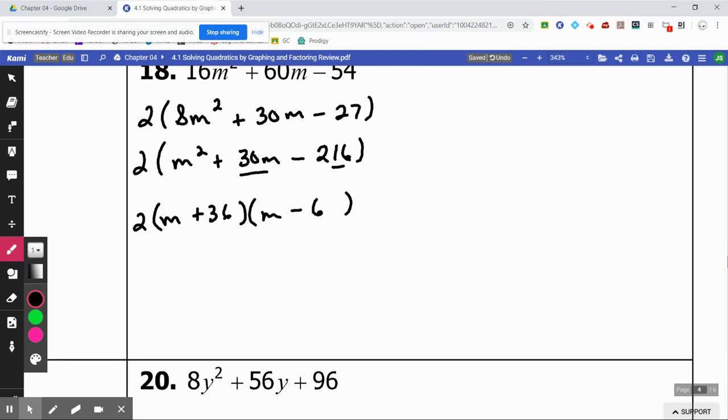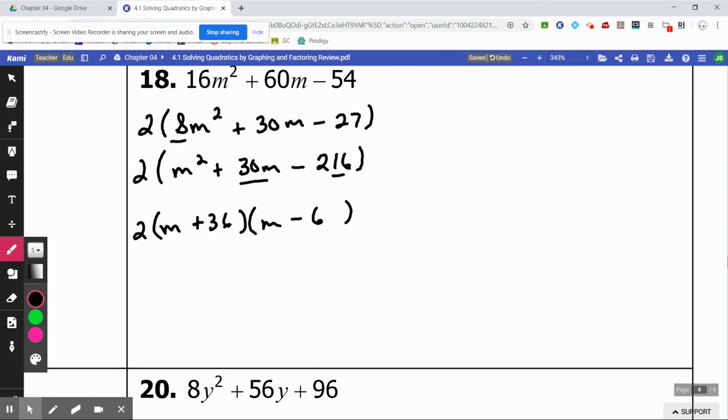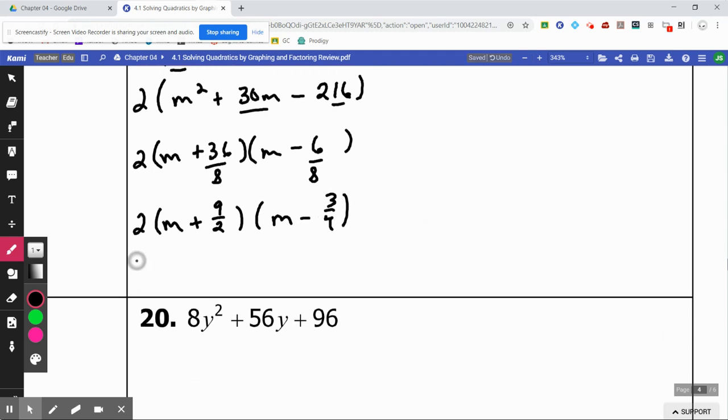So therefore, we moved the 8, so now let's divide by the 8. It will not divide, so let's reduce. That gives you m plus, we can divide by 4, that'd be 9 halves. Divide this by 2, that'd be m minus 3/4. Now let's slide them back to the front. So we now have 2 times 2m plus 9, and this will be a 4m minus 3.